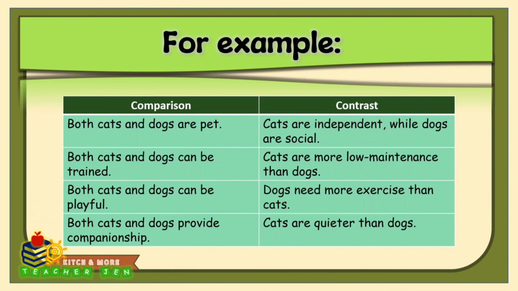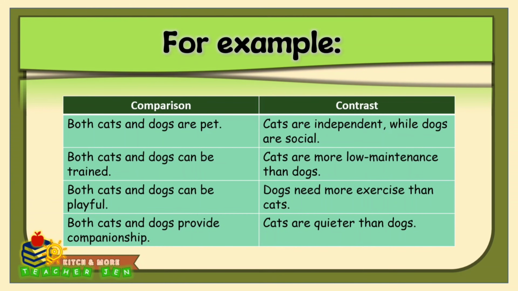Let's have the examples for comparison. First, both cats and dogs are pets. Next, both cats and dogs can be trained. Both cats and dogs can be playful. Both cats and dogs provide companionship. As you can see, it presents how cats and dogs are similar, right?